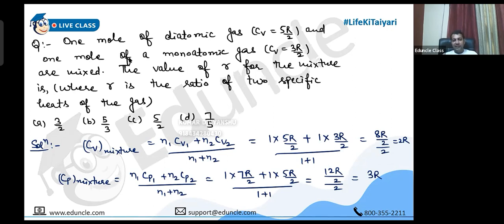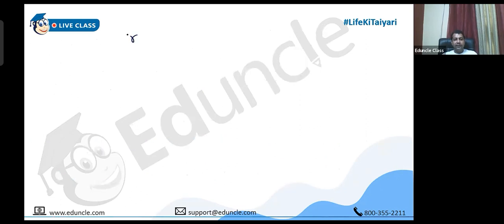In fact, in this case, because only 1 mole they were mixed, we could have calculated CP directly from this by adding R to this because we are doing it for 1 mole. But otherwise, it is not a correct formula. Okay. So gamma mixture will be CP mixture by CV mixture.